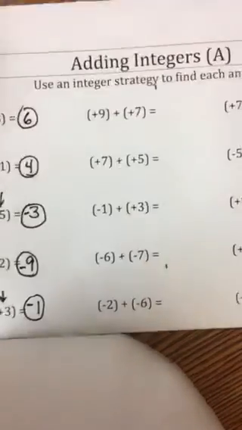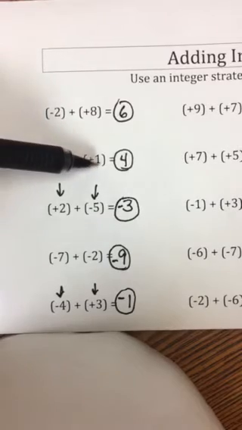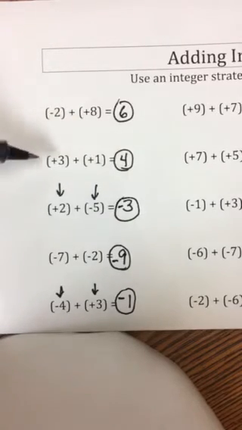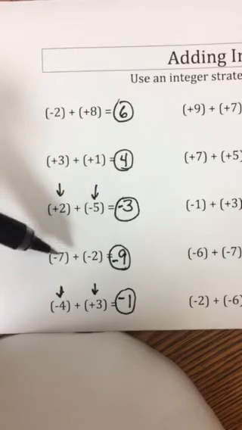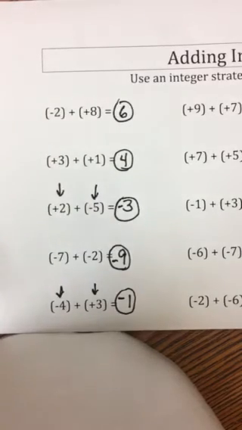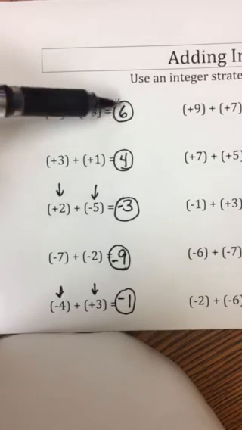So when adding integers, something to keep in mind is if the signs are the same, you add them and keep the sign. So just like 3 plus 1 gives you 4, negative 7 plus negative 2 gives you negative 9. If the signs are opposite, negative plus a positive, you subtract the two numbers and you keep the sign of the greater numeral.